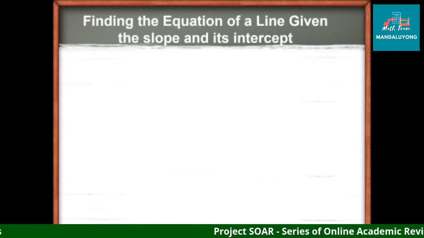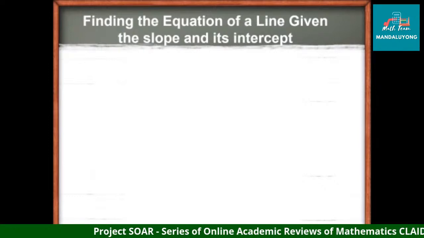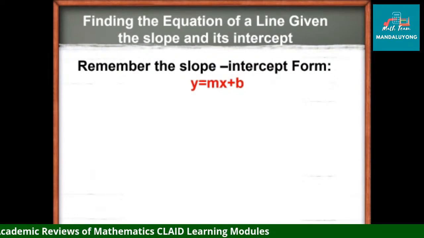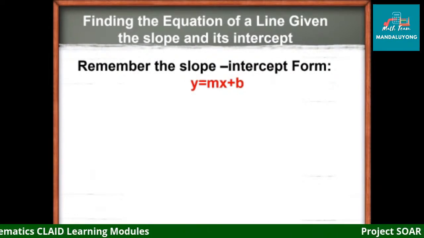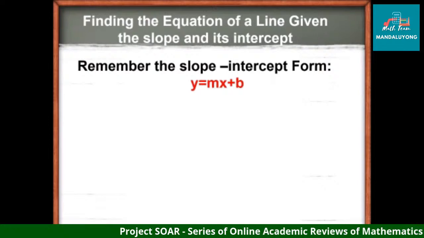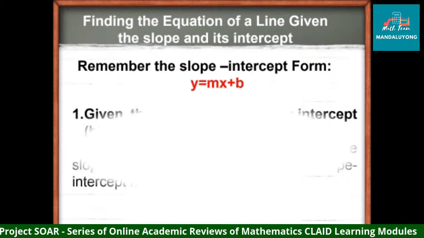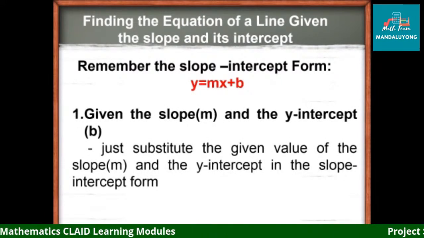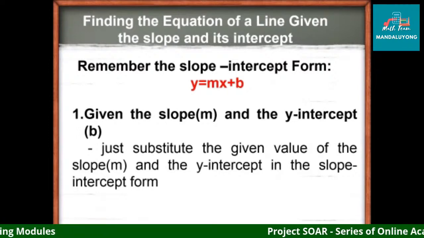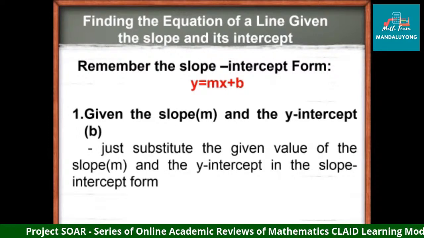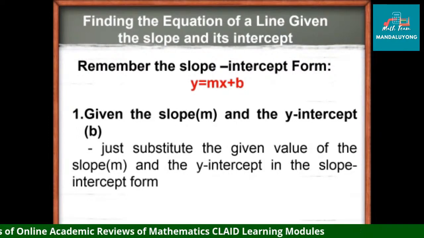Let us now look at finding the equation of a line given the slope and its intercept. In this session, always remember the slope-intercept form, defined by y equals mx plus b. There are two conditions that we need to take note of in finding the equation of a line given the slope and its intercept. The first condition is given the slope and the y-intercept. In finding the equation of the line given the slope and the y-intercept, just substitute the given values of the slope and the y-intercept in the slope-intercept form.